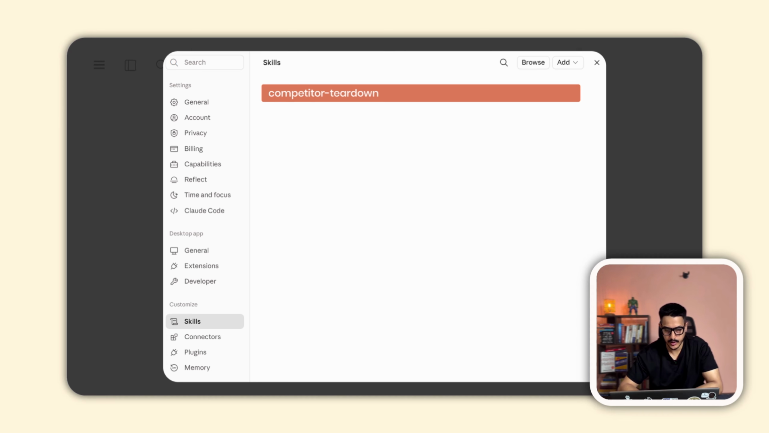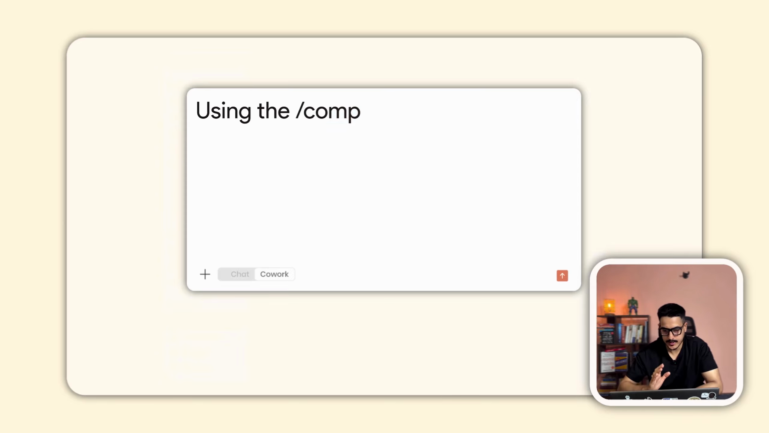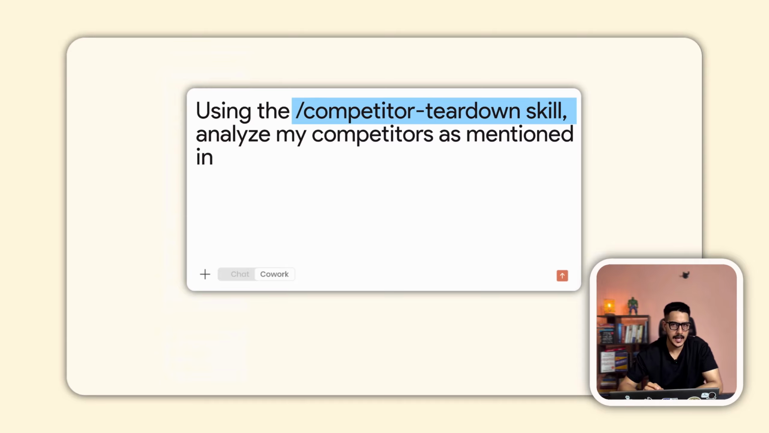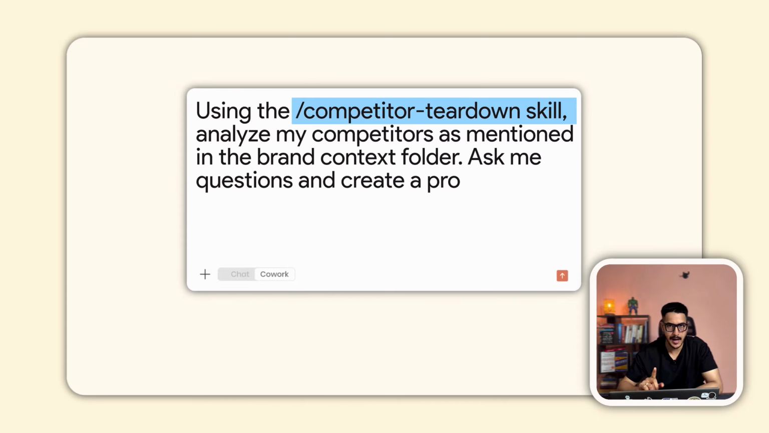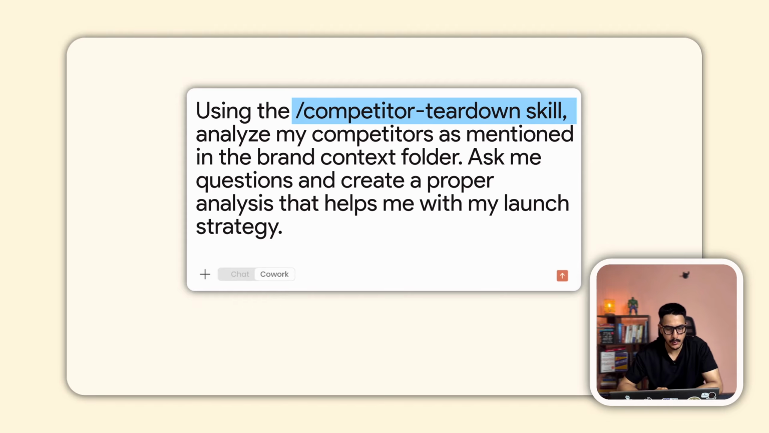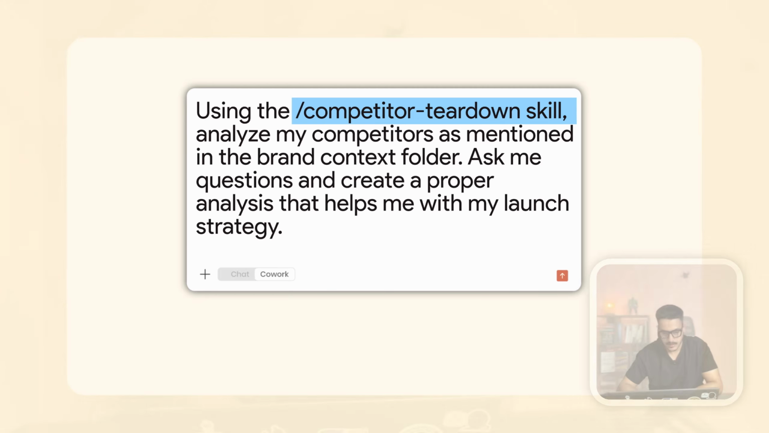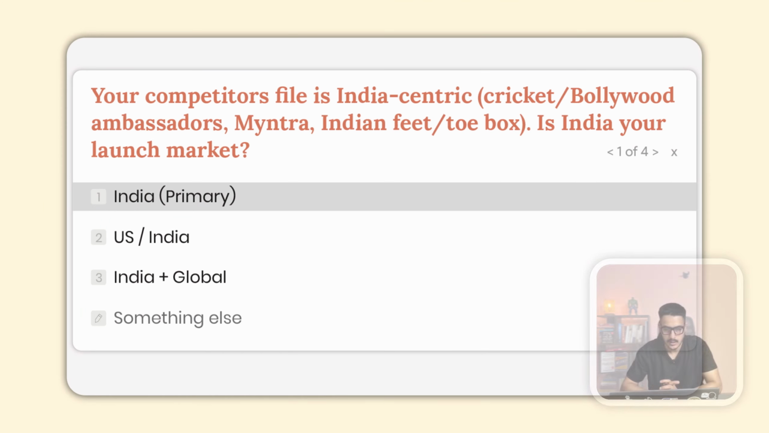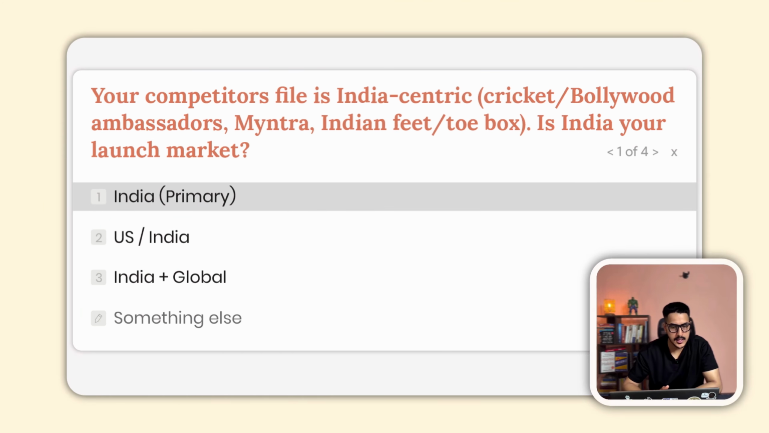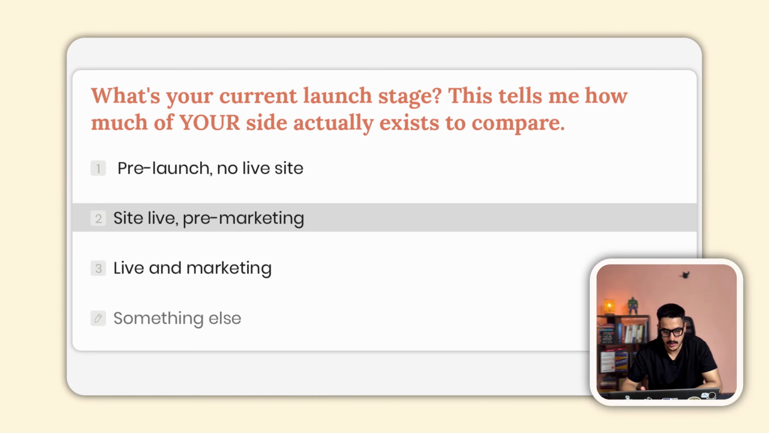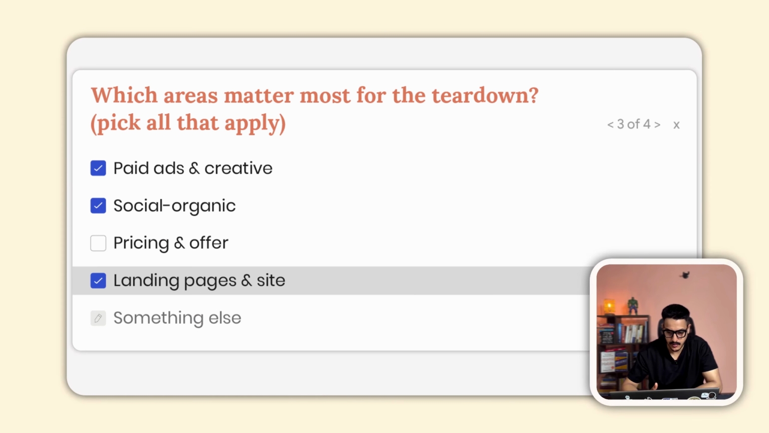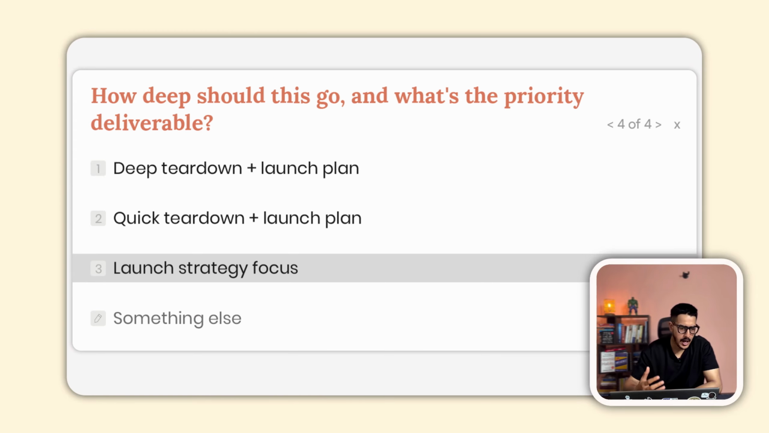Once the skill is loaded, we tell Claude, using the competitor teardown skill, analyze my competitors as mentioned in the brand context folder. Ask me questions and create a proper analysis that helps me with my launch strategy. Once you fire this up, it's going to ask you some relevant and intelligent questions. The first one being, is your competitor India specific or not? How deep should this analysis go? What matters most for this? What is your current launch stage? And I've answered whatever is relevant for my brand.